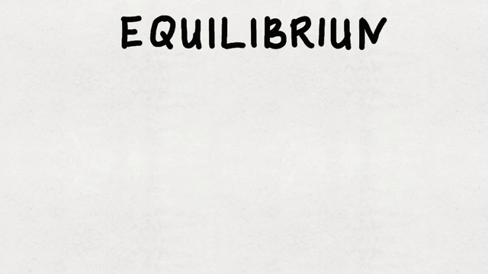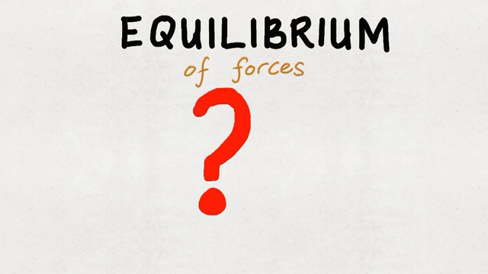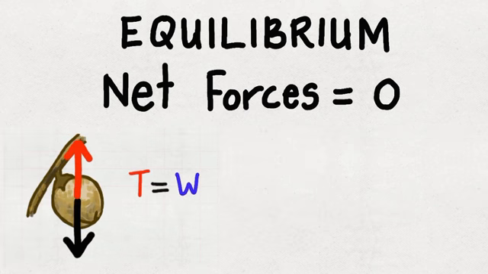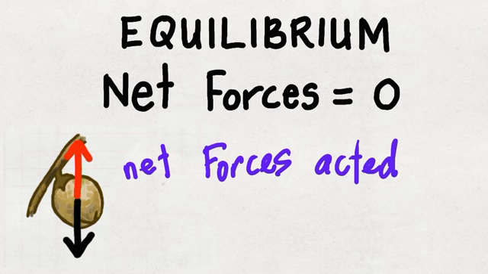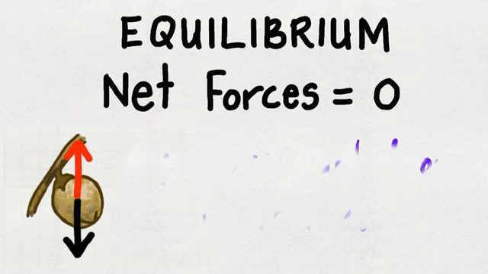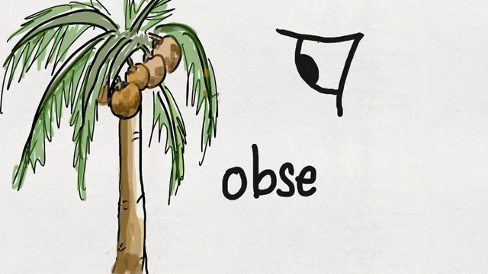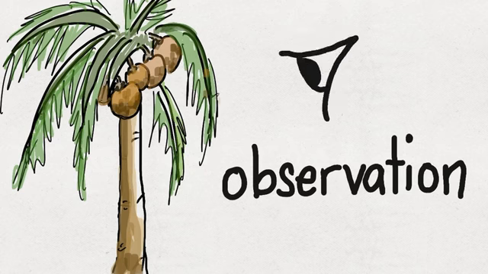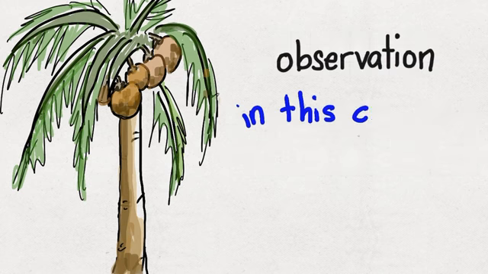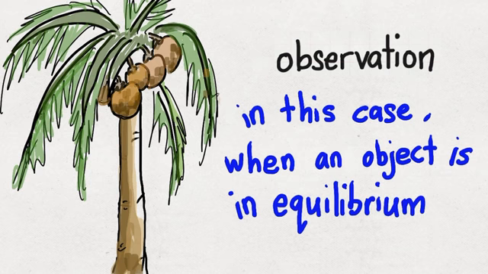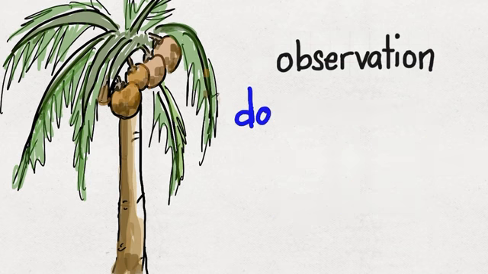Now, what is equilibrium of forces? When forces are in equilibrium, net force equals 0. T equals W, thus the net force acting on the coconut, T minus W, equals 0. Observation: in this case, when an object is in equilibrium, it does not move because net force equals 0.